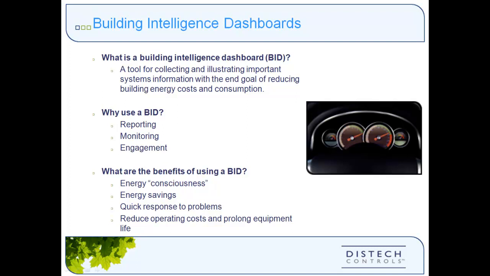What are the benefits of using a BID? Energy consciousness, or an increased awareness of energy use and energy waste. The information illustrated in a BID gives stakeholders the opportunity to take necessary actions towards energy savings. A BID also helps you to quickly respond to problems and alarms, as well as reduce operating costs and prolong equipment life. Let's now take a look at ECNet AX EnerVue.